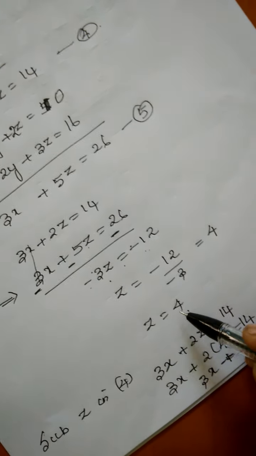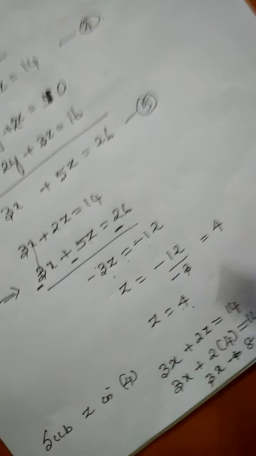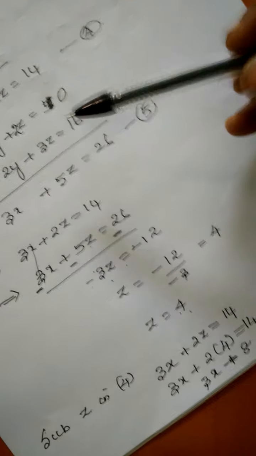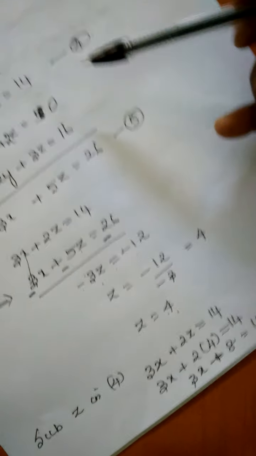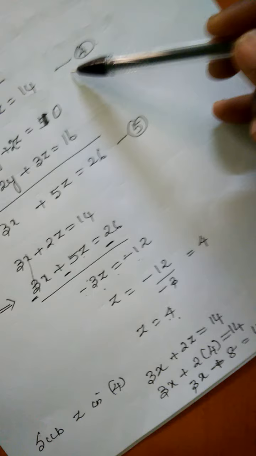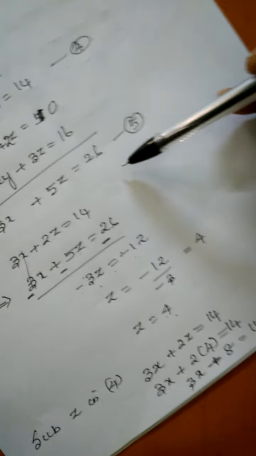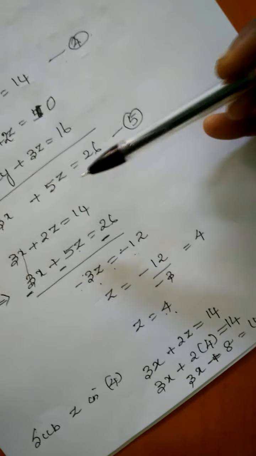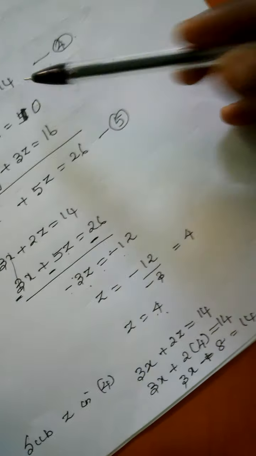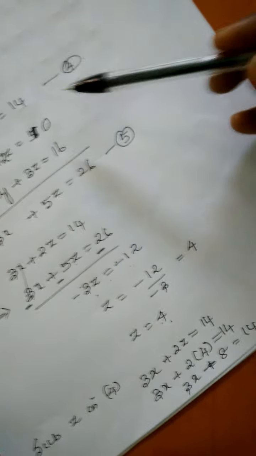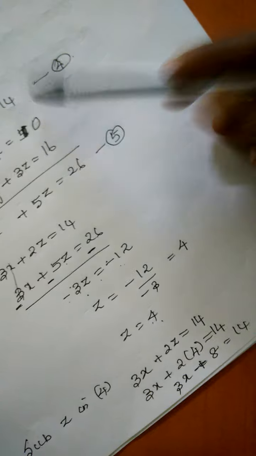Okay. Next, substitute this value in any one of the equations where it will be possible. You just think about that. Here it is possible, here also possible. If we substitute the z value here, you will get the x value, isn't it? Any one equation you can choose. Now we have to choose this equation.